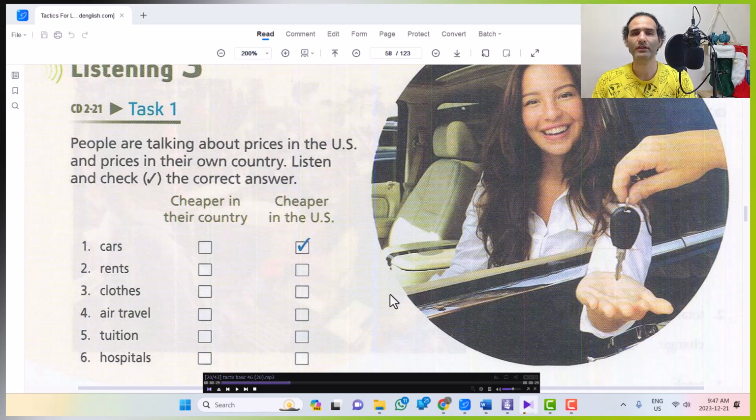Okay, so in the United States, cars are cheaper. And why are they more expensive back home? Because they are paying high taxes. So he feels that in the United States, you don't need to be rich to own a car.